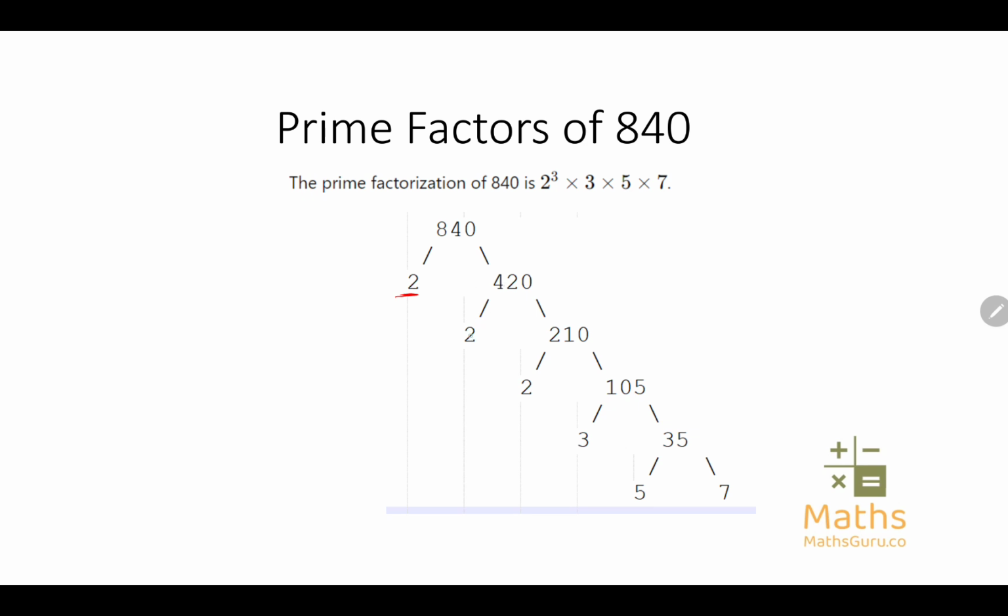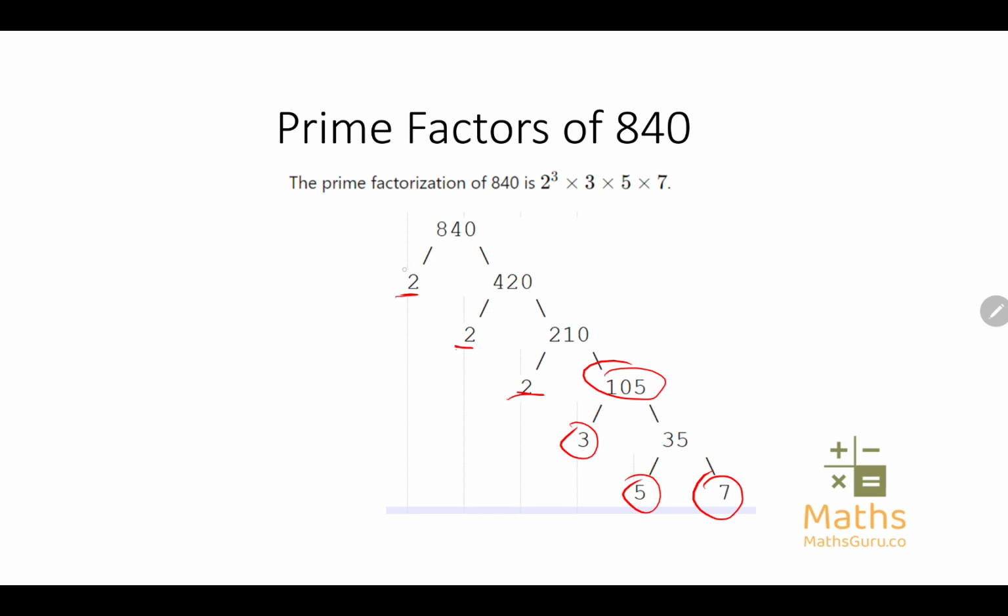Then 430 will remain. We will divide again, since it can be divided by 2. So we will divide it. Similarly, we will do it here also. Now 105 will remain. It cannot be divided by 2, right? So we will pick 3. So we divide it by 3. 35 will remain, and then 35 is 5 into 7.